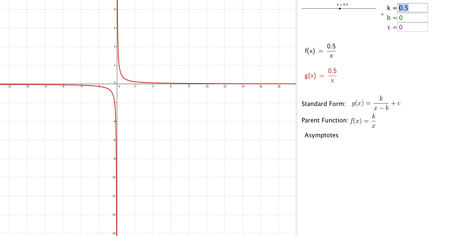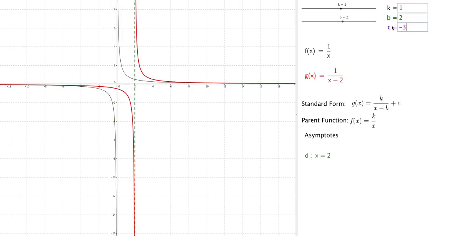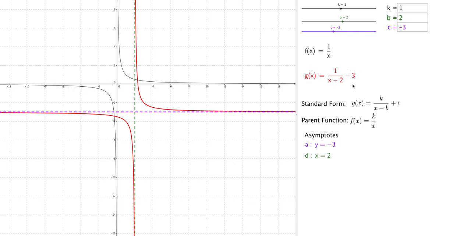Alright, so k was 1, b was 2, c was negative 3. So this was the equation that we were asked to sketch. You can see the asymptotes, y equals c, x equals b, and here they are on the graph. And if this was the origin, this red graph is the exact same as this blue graph against the real origin. So it's just shifted over to the right 2 and then down 3, every point on the graph, including the origin. Alright, so that's how you sketch those graphs.